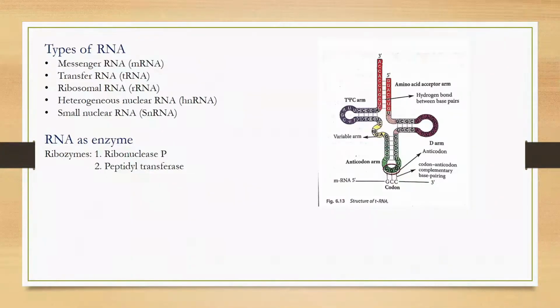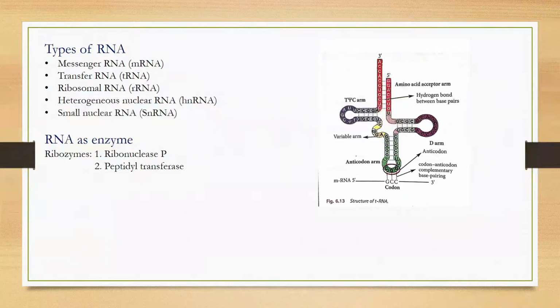Now come to the different types of RNA: messenger RNA, mRNA; transfer RNA, tRNA; ribosomal RNA, rRNA; heterogeneous nuclear RNA, hnRNA; and small nuclear RNAs, snRNAs. Now we are discussing them one by one.